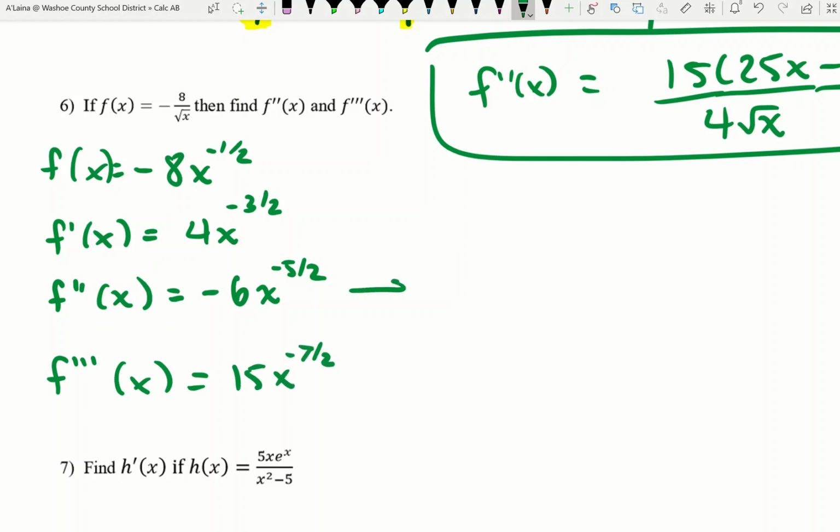Now both of these need to be a little bit simplified because I can't keep that negative power in the expression. So you could write this like that. You could write this one with a positive power on the denominator like that.